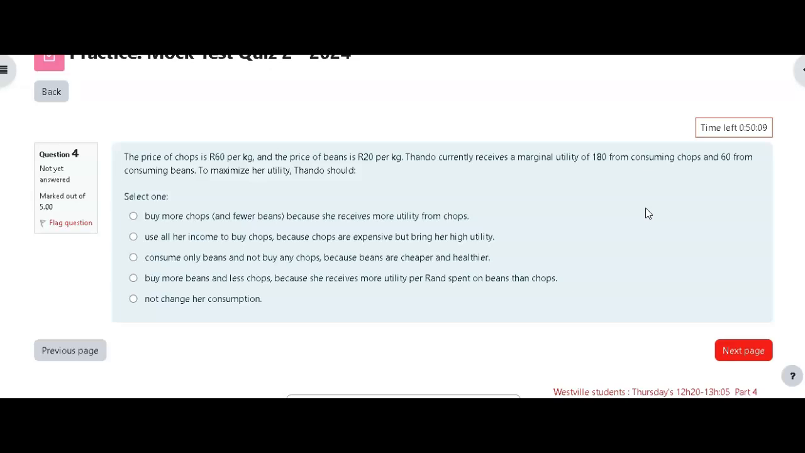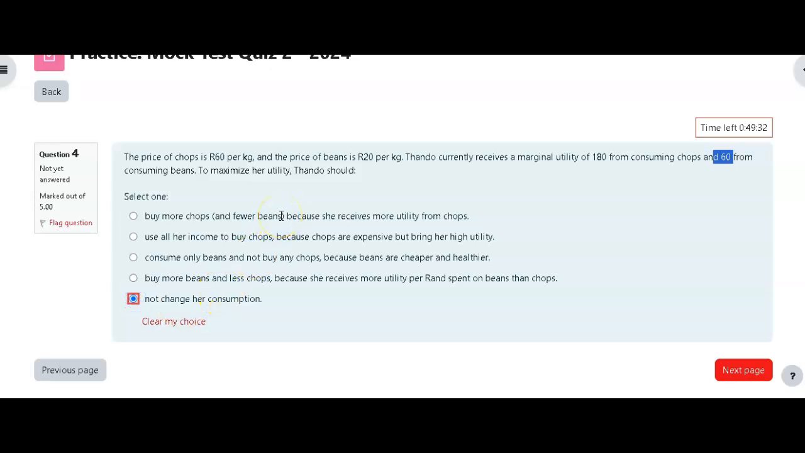So to work out the marginal utility per rand for chops, it is the marginal utility over the cost of the chops. So it's 180 divided by 60. That is 3. So keep that in mind. For chops, the marginal utility per rand is 3. Now for beans, it's 20 rand and 60. So you say 60 divided by 20. That is 3.